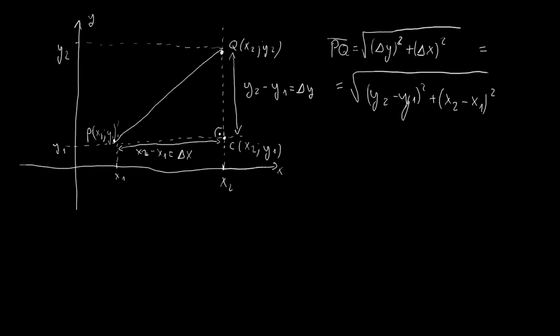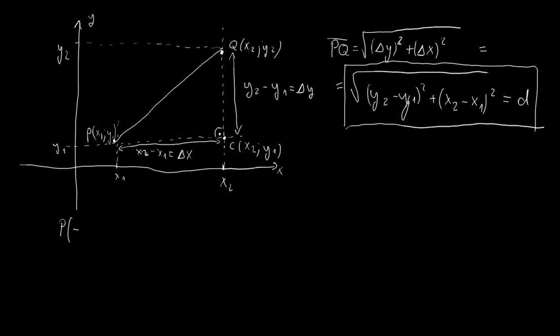Now this is the distance between the 2 points, so this we call d, and this is the general formula for the distance between 2 points. Now calculate the distance between, I don't know, P(-1, 2) and Q(3, 4). So calculate the distance.